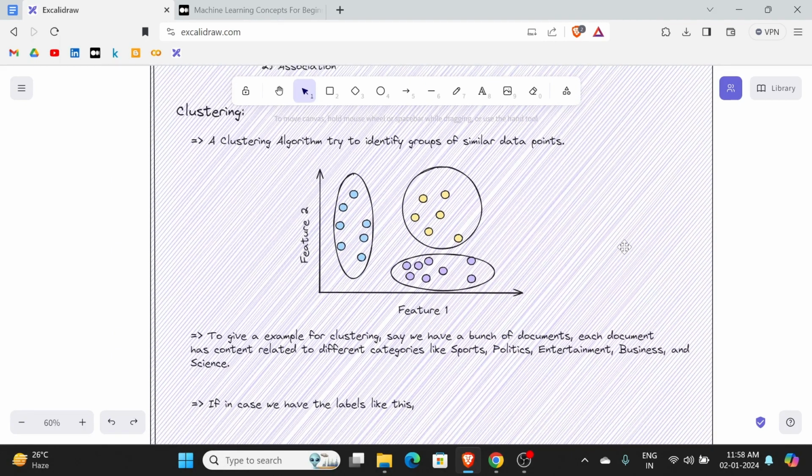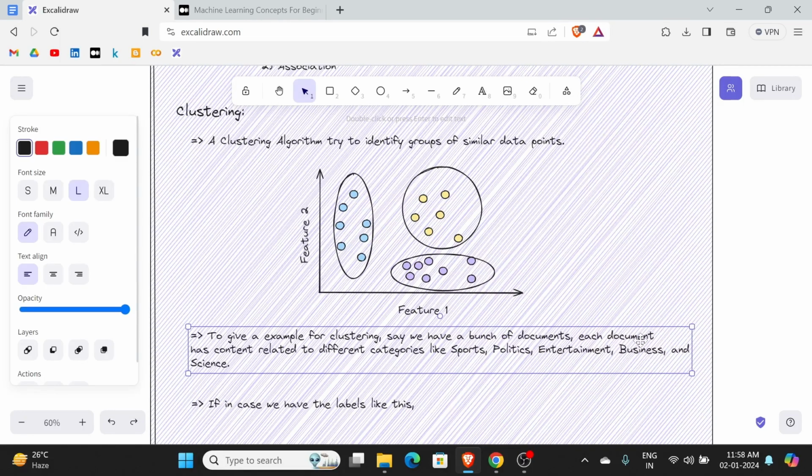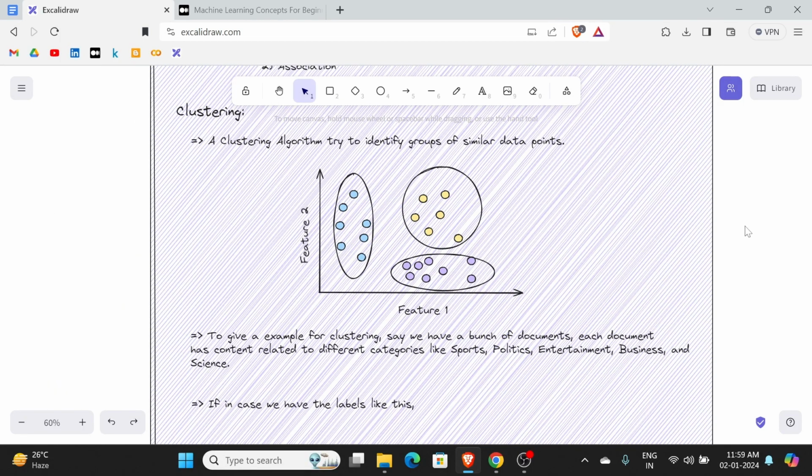I would like to explain it with a document example. You can also see the example on the screen here. Say you have a bunch of documents, hundreds of documents, where 20 documents are related to sports, 35 documents are related to business, and 20 documents are related to politics, and so on and so forth. Using a clustering algorithm, you can classify all these documents into their respective categories, like a group.